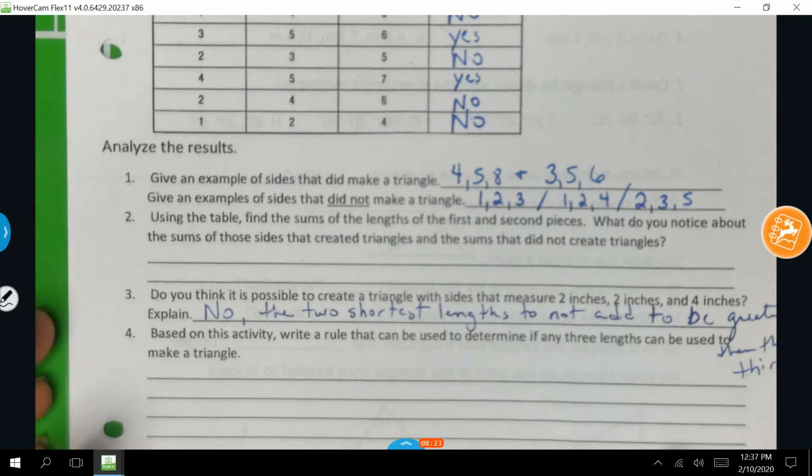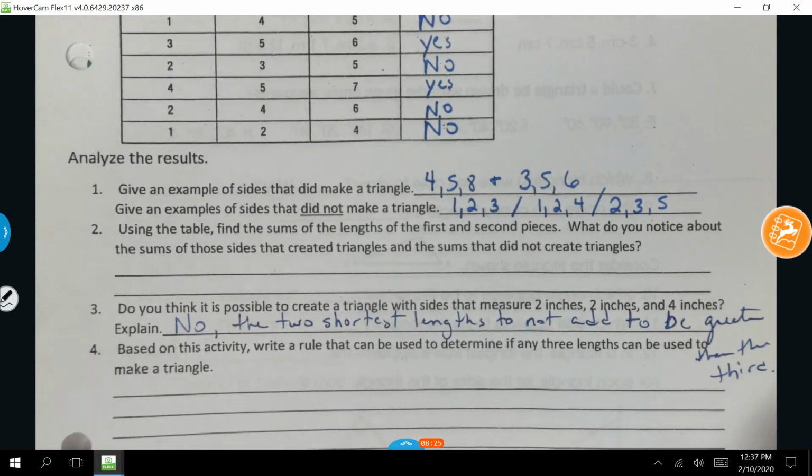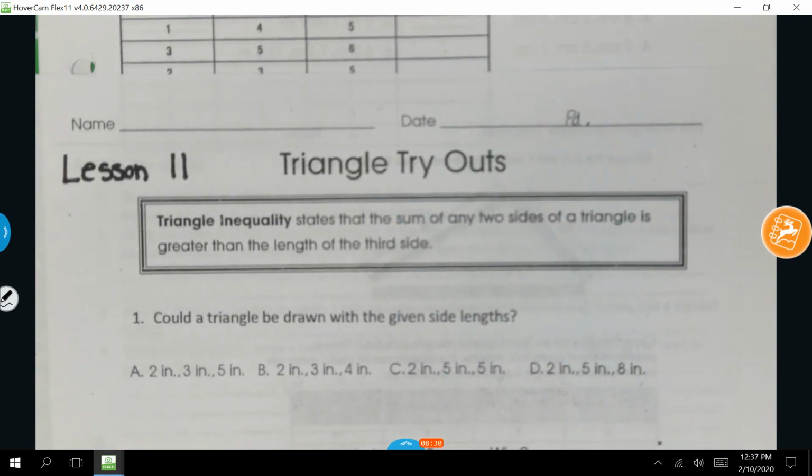So the rule is actually on the back of the page. It says, the triangle inequality theorem, and this is on your study guide and on your test. Your study guide is Wednesday, your test is Friday. It states that the sum of any two sides of a triangle has to be greater than the third. Now they say any two. If you just add the two shortest lengths first and compare that to the longest of the three, you'll know right away.